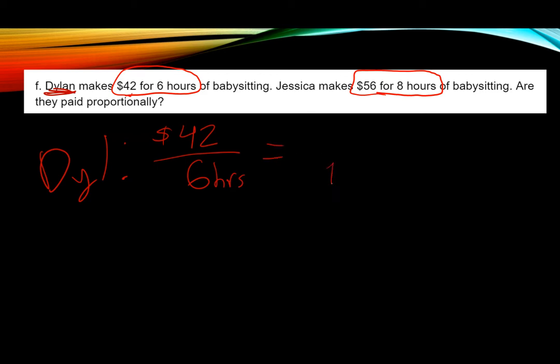So here we want to get this as a unit rate. So I'm going to put it over 1 hour. And so I had to divide my denominator by 6, which means I have to divide my top number by 6 as well. 42 divided by 6 gives me 7. That's $7 per 1 hour, which is my unit rate, $7 per hour.